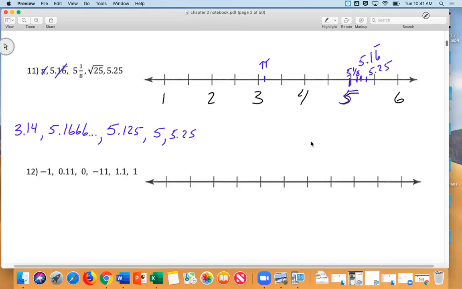Now that I have to order from least to greatest, I'm going to start with pi. That's the number that occurs furthest to the left. Then notice 5 came next. Then 5 1/8 came next. After that, 5 was right here, 5 1/8 is right here, and this one, don't forget, corresponded to 5.16 repeating. And then last but not least, that was 5.25.